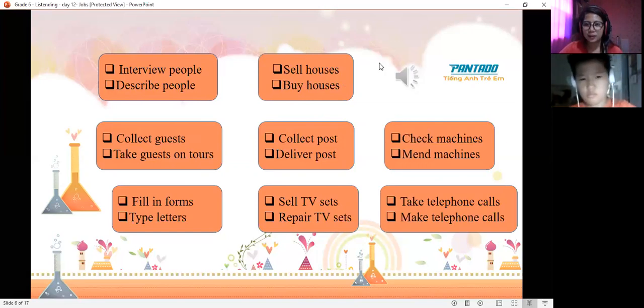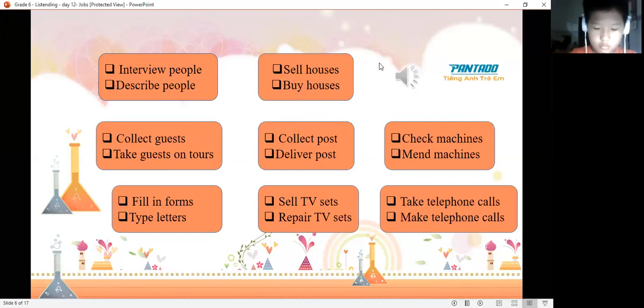Activity 2. You will hear people describing some of the things they do at work. Listen and check what they describe. 1. Well, when people come in to borrow some money from the bank, I have to talk to them and ask them a lot of questions about who they are, where they work, how much money they have, and so on.